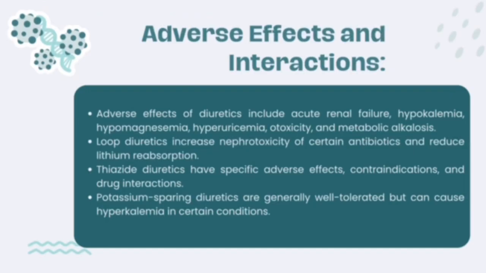Next, adverse effects and interactions of the diuretics. Generally, adverse effects of diuretics include acute renal failure, hyperkalemia, hypomagnesemia, hyperuricemia, hepatotoxicity, and metabolic alkalosis. Loop diuretic can increase nephrotoxicity of certain antibiotics and reduce urate reabsorption. Thiazide diuretics have specific adverse effects, and potassium sparing diuretics are usually well tolerated but can cause hyperkalemia.